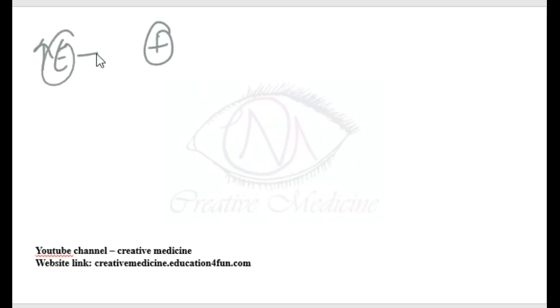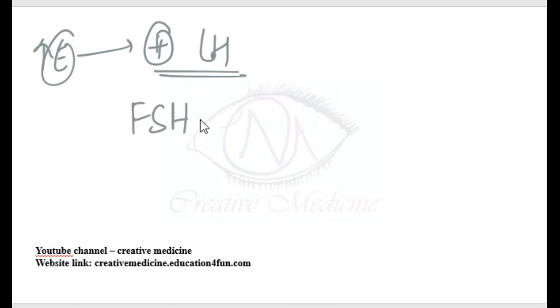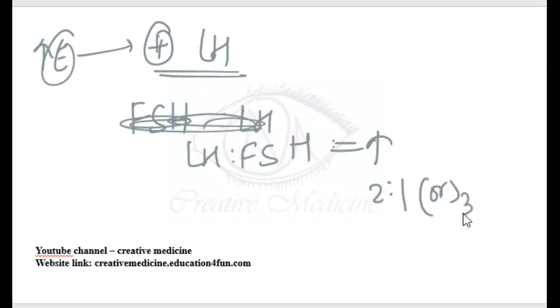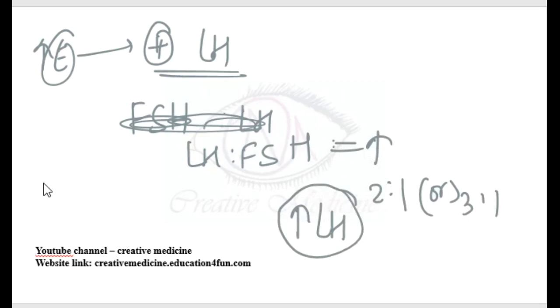Increased estrogen causes positive feedback on luteinizing hormone, not follicle stimulating hormone. Because of positive feedback on luteinizing hormone, the luteinizing hormone to follicle stimulating hormone ratio will increase. That is, it is either 2 to 1 or 3 to 1 due to increased luteinizing hormone. An increase in the luteinizing hormone ratio is not a diagnostic criterion, but follicle stimulating hormone and luteinizing hormone are measured in all polycystic ovarian disease.